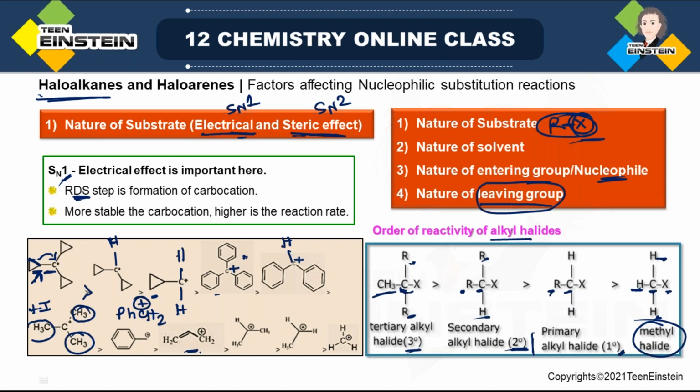Then we have allyl carbocation. After that we have isopropyl carbocation, 2 methyl groups and 1 hydrogen. And the next one is CH3CH2 plus, which is ethyl carbocation. And the last one, which has minimum stability, is CH3 plus. Obviously there is no stabilizing factor and it is the least stable.